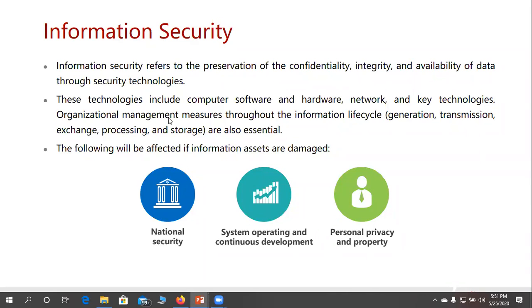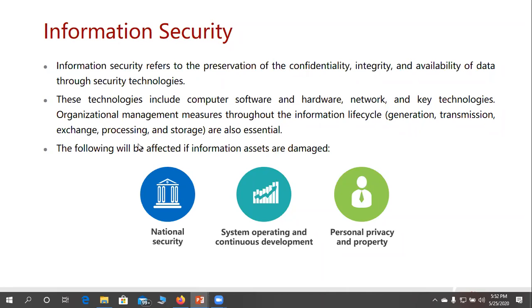Organizational management measures throughout the information life cycle, that is during generation of information, transmission of information, exchanging of information, processing of information, and storage. So management has to be involved in all these stages of information.